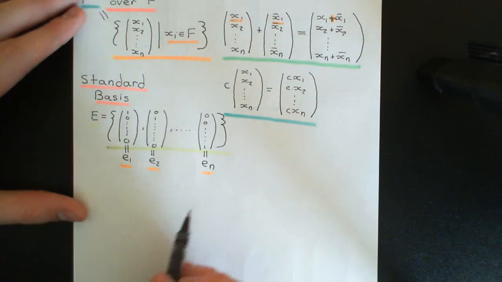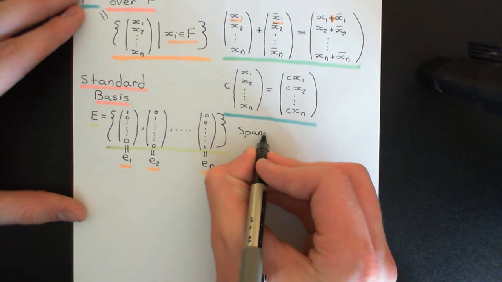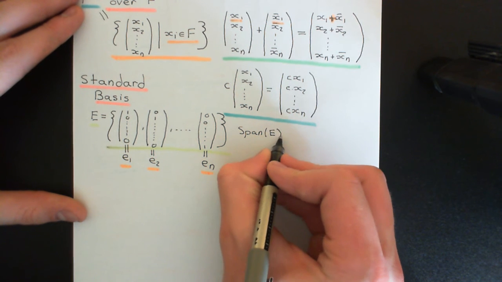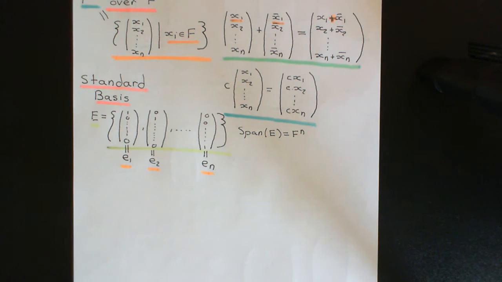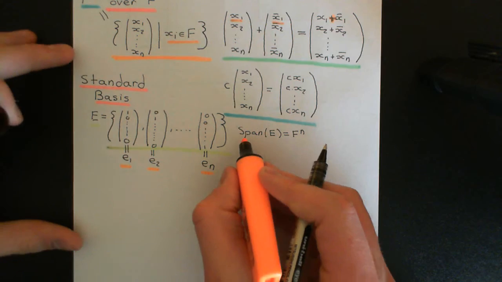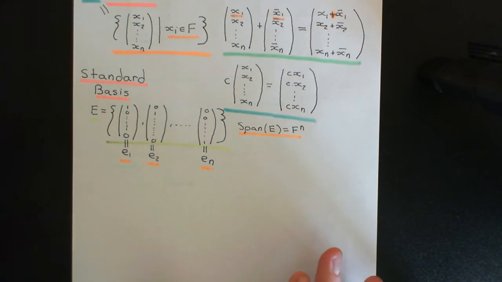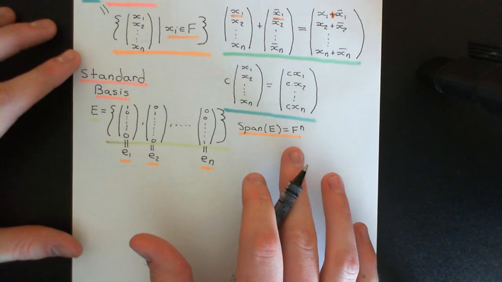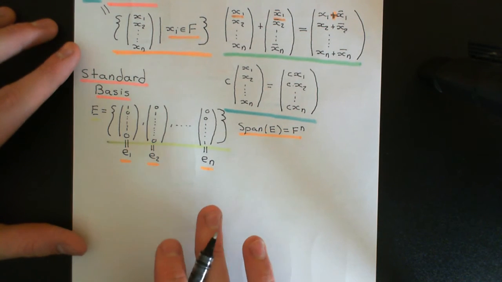So to prove that it's a basis, we want to prove firstly that the span of this set of vectors is actually equal to the entire vector space Fn. Okay, now this is extremely easy to prove, and this is one of the nice things about the standard basis, is how easy this is to prove. So we just need to prove that I can get any vector in the vector space Fn by taking a linear combination of these vectors here.